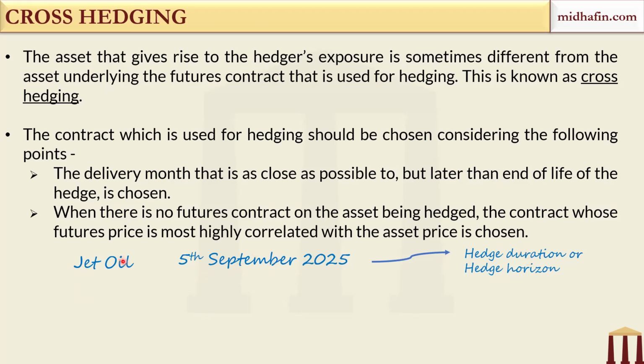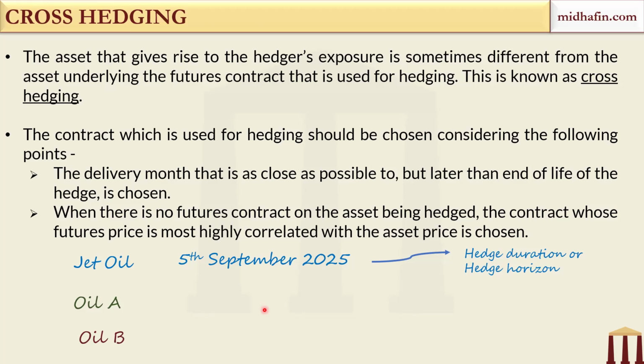As of now, we are not discussing the futures contract. As of now, we are only discussing the time where you have to execute the transaction, or execute the process. That is your hedge duration. Now you go to the futures market and you see that there are two types of oil available, oil A and oil B. Both are not jet oil, because jet oil is not available.